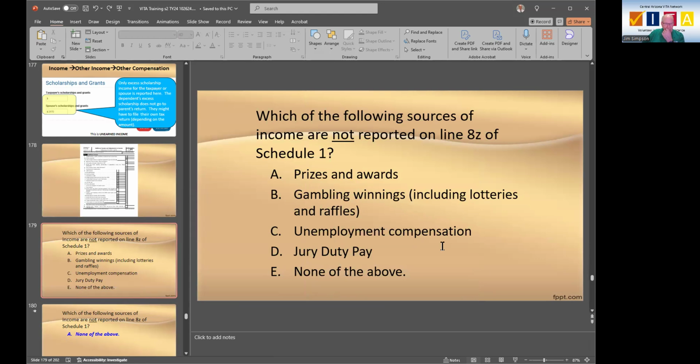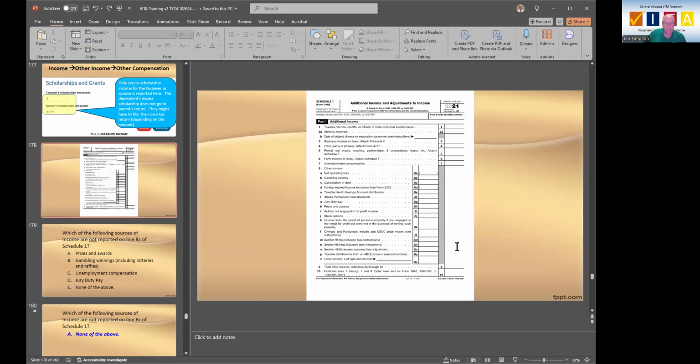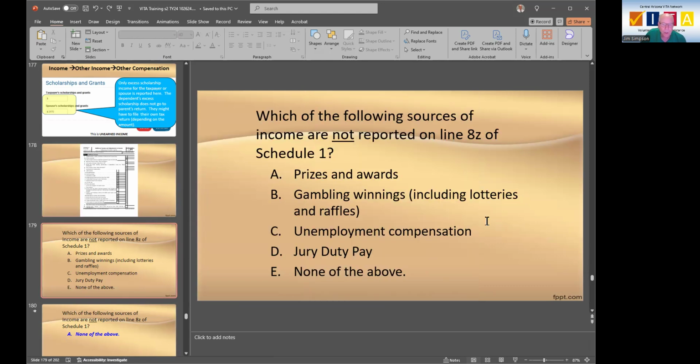Here's a little exercise that says, which of the following sources of income are not reported on line 8Z of Schedule 1? That's that schedule I just showed you, right? And here, I'll go back up to it. It says 8Z is other income. So let's go look and see what these things are.